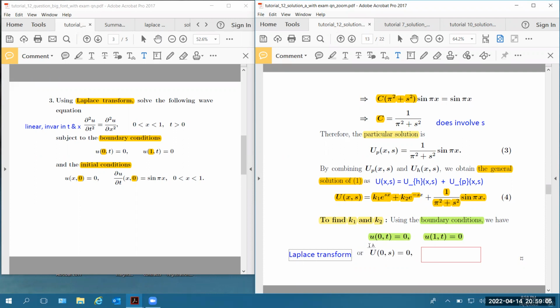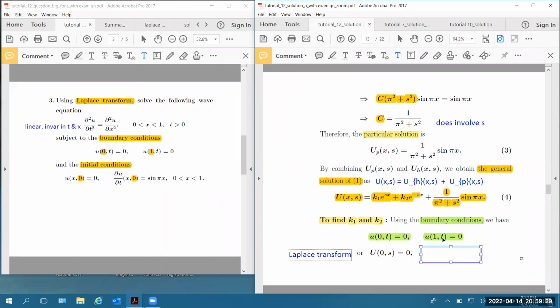So your small u becomes your capital U, your t becomes your s. Then you wonder about this x equal to 0. Now this one has no change because your Laplace transform is with respect to t, so your x has no change. So this is your left hand side. Then your right hand side is 0, so your Laplace transform of 0 gives you 0, right?